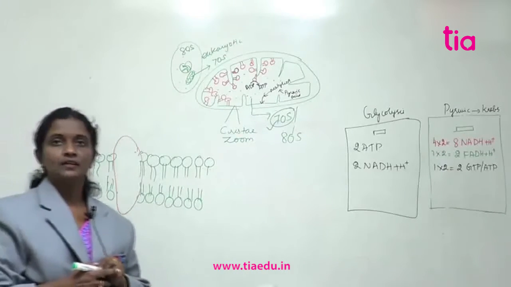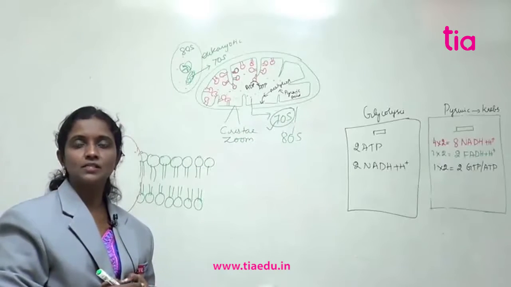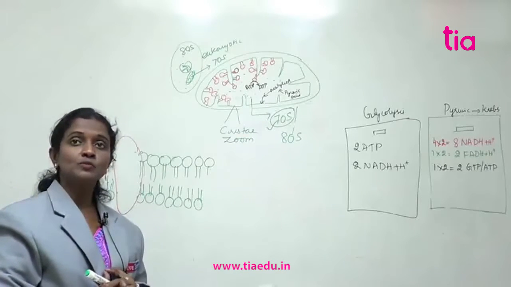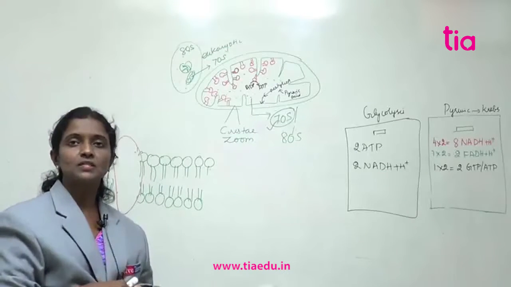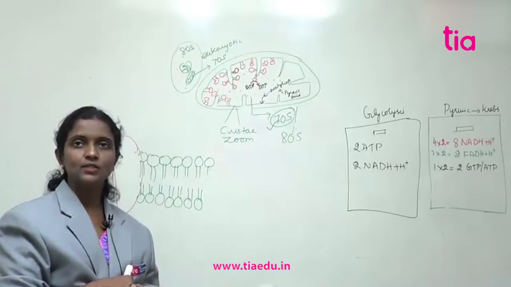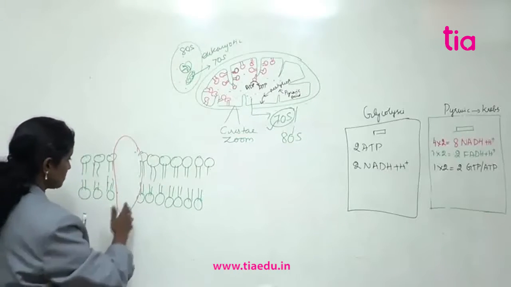Yes, good. Even 70S. I think Kamraj has answered already. So the ribosomes present inside mitochondria are 70S, whereas the ribosomes present in all other regions inside a eukaryote are 80S. Okay. Come back here.